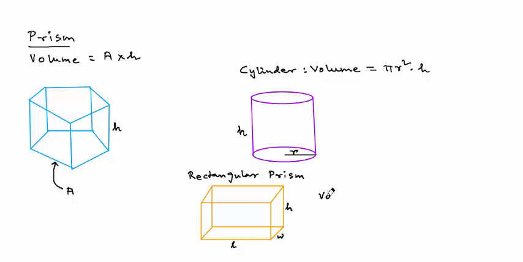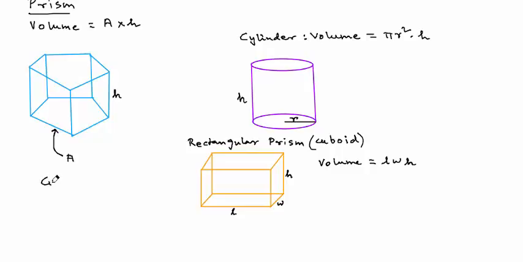The volume of the prism is going to be equal to the area of the base. The area of the base is L times W multiplied with the height, and that's H. So you pretty much multiply the three dimensions to get the volume of a rectangular prism. And a rectangular prism with different lengths, widths and heights is also referred to as a cuboid.